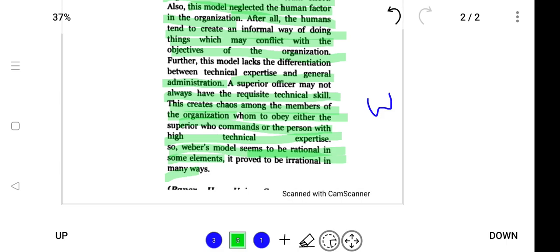So the final conclusion is that it may be rational in some elements, that is, some may be good, but for most of them it is not possible in today's administrative and bureaucratic system.